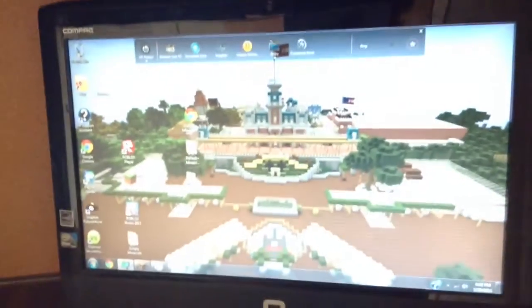That looks nice. Wow. Look at that. That is Disney World. I just got a picture of it.